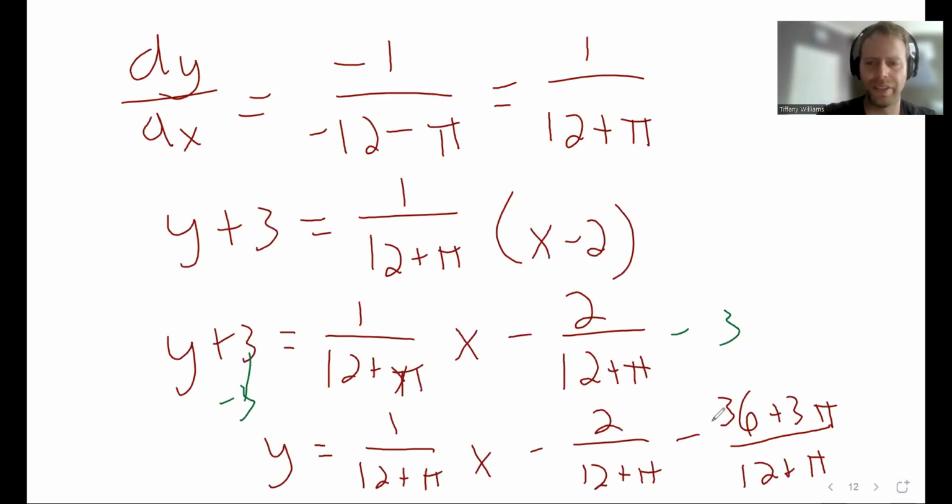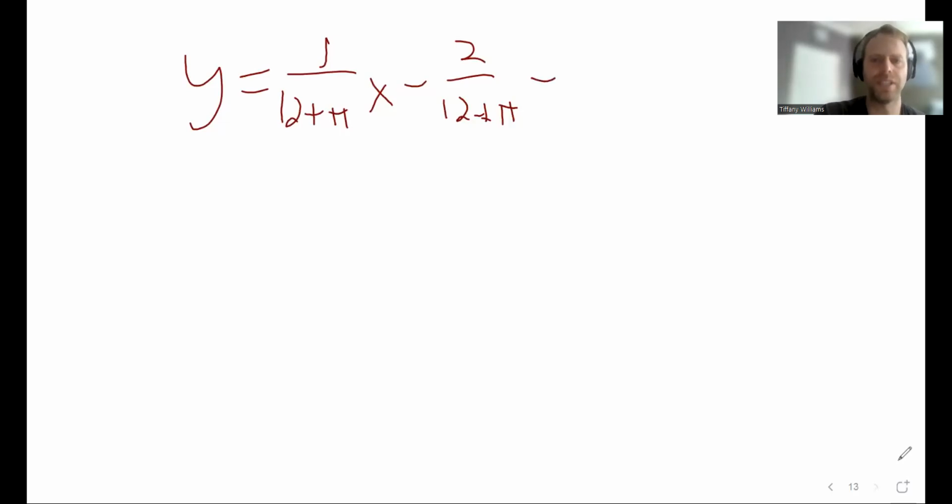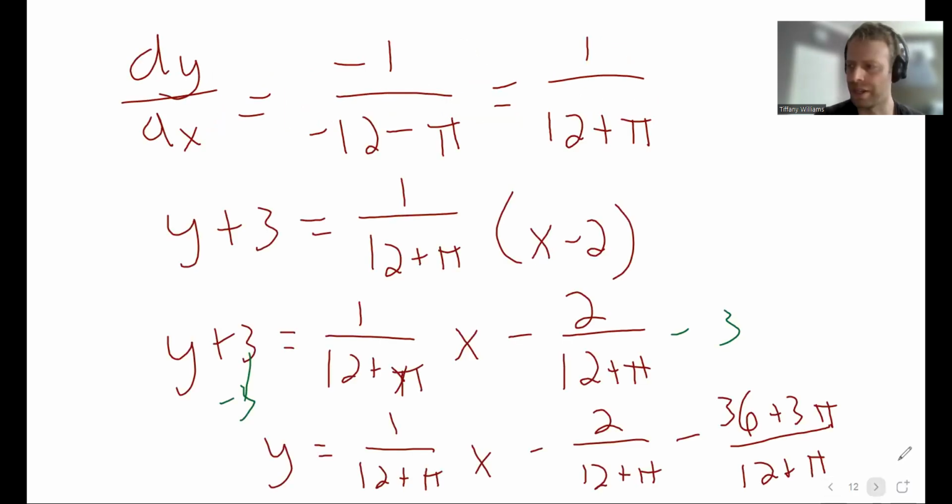And then, see the 36 plus 3 pi? I'm going to separate those into 2 separate fractions. Now remember, I'm subtracting this whole thing. So I have to do minus 36 and then minus 3 pi. I'm subtracting that whole thing, so I'm going to split it up so that it's minus 36 over 12 plus pi, and then minus the 3 pi over 12 plus pi.